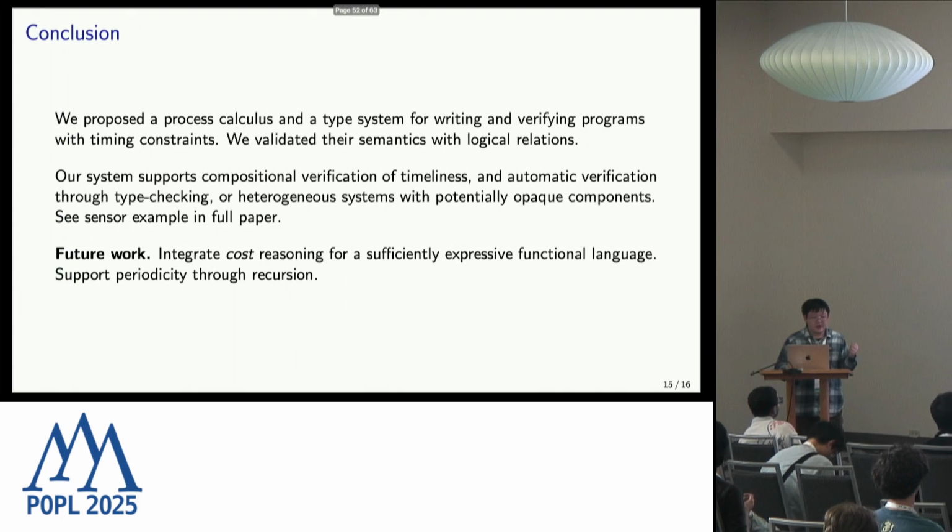semantic typing. So in conclusion, we propose a process calculus and type system for writing and verifying programs with timing constraints. We validated the semantics with logical relations. Our system supports compositional reasoning of timeliness, automatic verification through type checking, and you can put these things together using logical relations to verify opaque components and have a full system guarantee. There's a concrete example in the paper that I welcome everyone to check out.